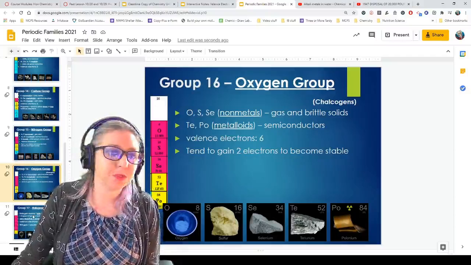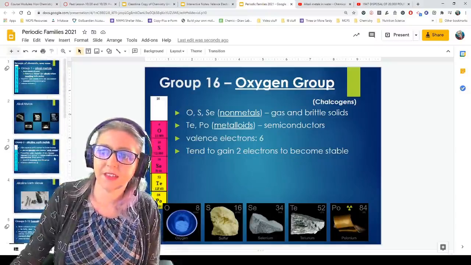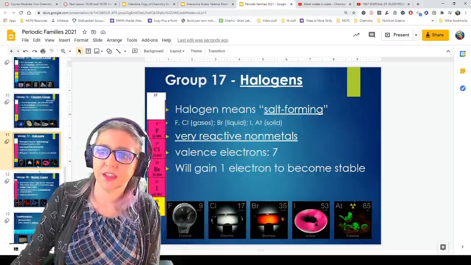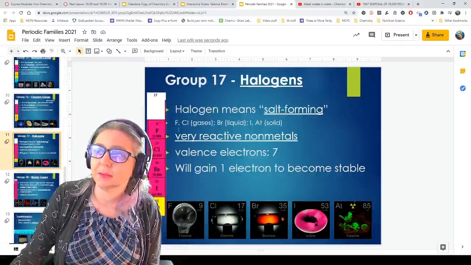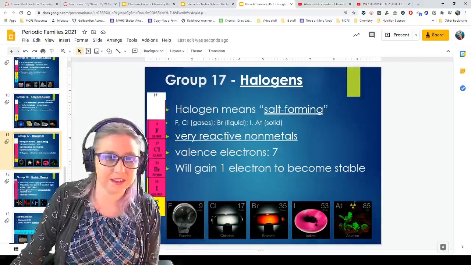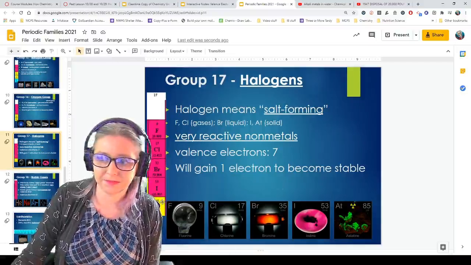Now the next actual family. So normally when we do families, we just talk about the alkali, the alkaline, transition, and then we skip to the halogens. So this is an important group. My halogens are very reactive. Fluorine, chlorine, bromine, iodine, and astatine.